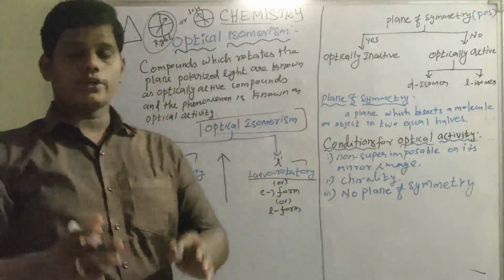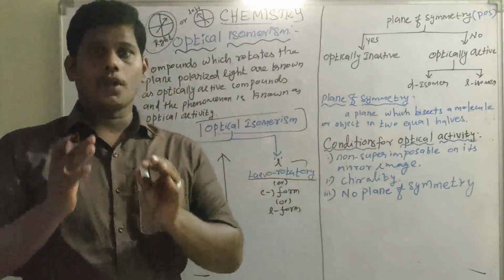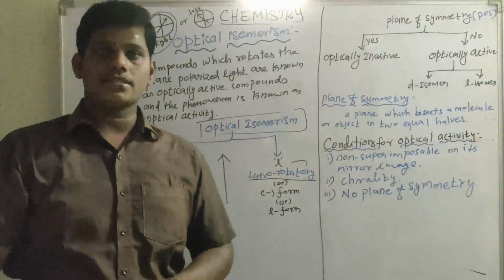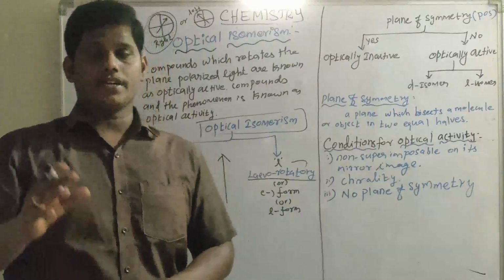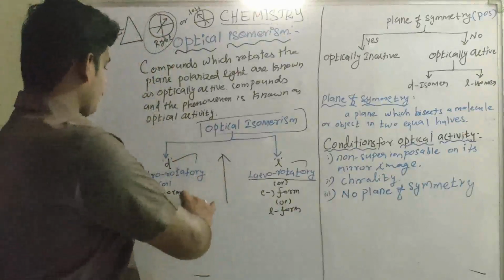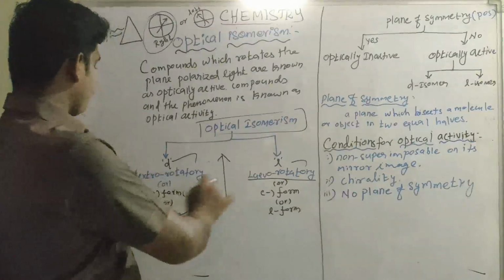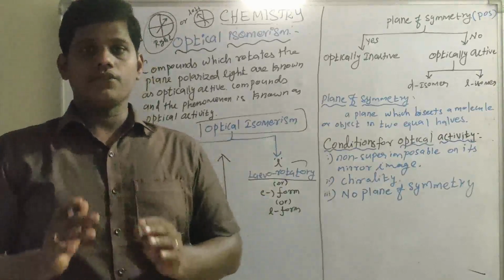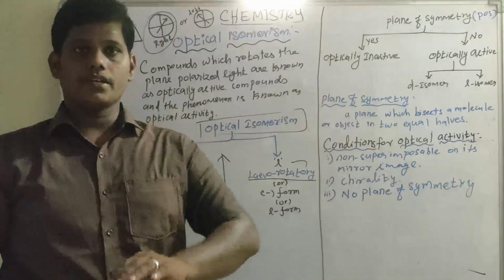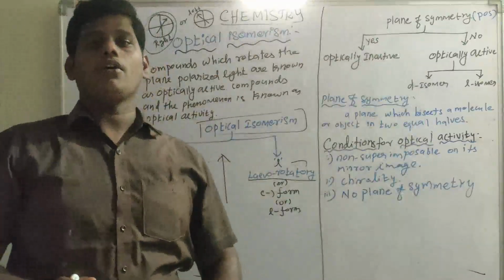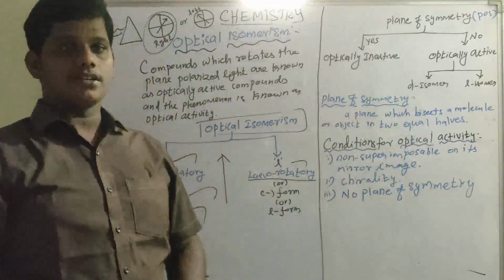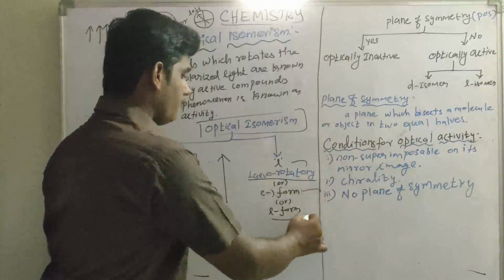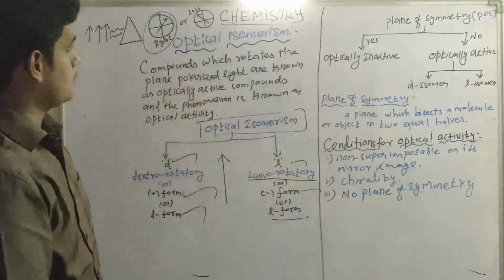Okay, so dextro-rotatory means the plane polarized light rotates in the right hand side direction or clockwise direction. It is also the D form, also the plus form. Then levo-rotatory means the plane polarized light rotates in the left hand side direction or anti-clockwise direction. It is also called the minus form, also the L form. That is for optical isomerism.